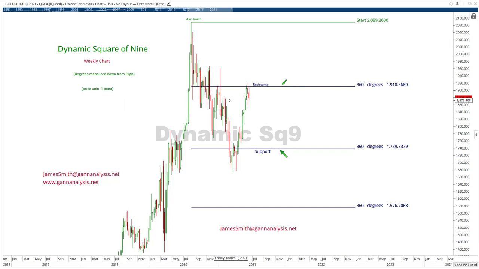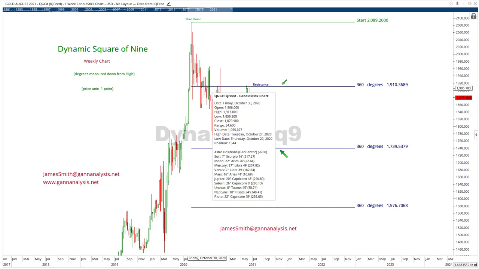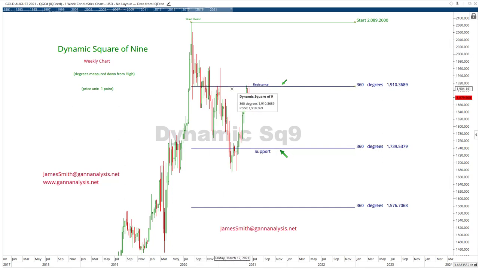And one other complication with the square of 9, you can change the price unit. In fact, 1 point is what I like to use most of the time because that makes it simple. But obviously, if you're using currencies, you can't use 1 point. It's too large a number. It's probably 0.01 or 0.001. You're going to have to change the scale if you're looking at currencies instead of stocks or, in this case, gold.